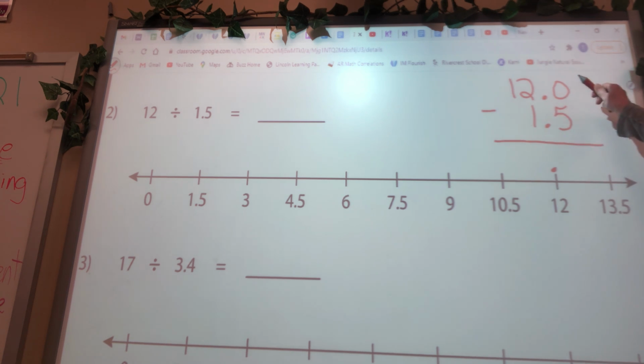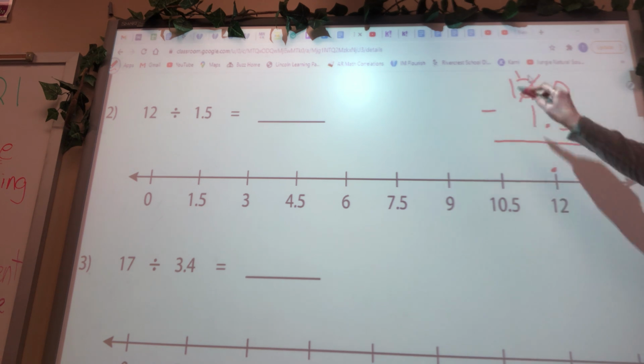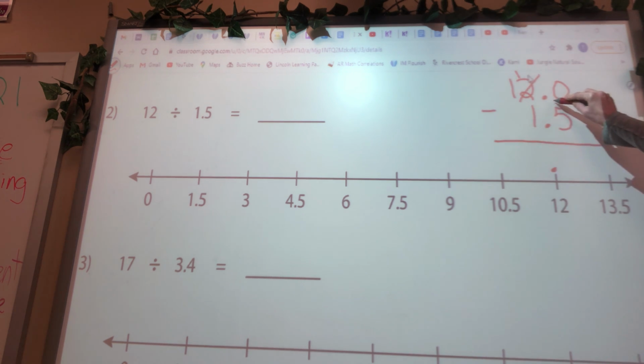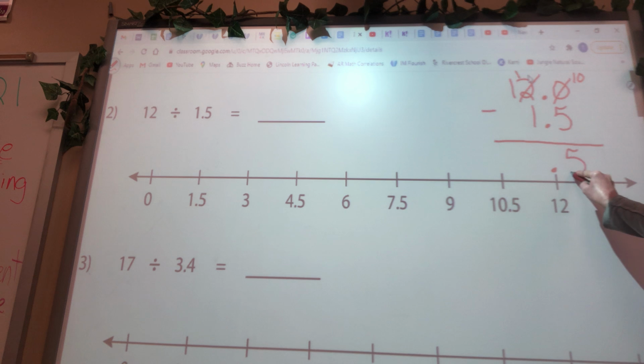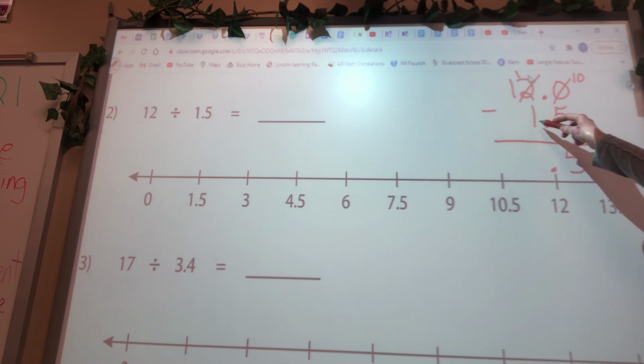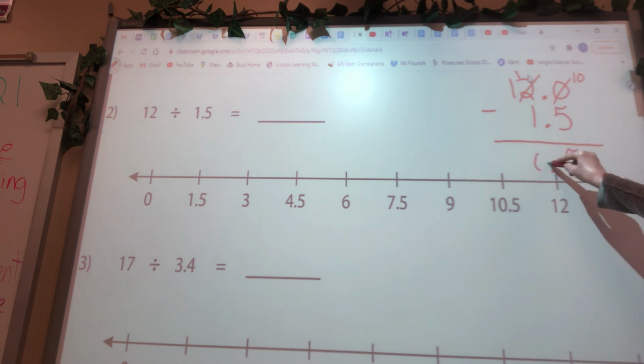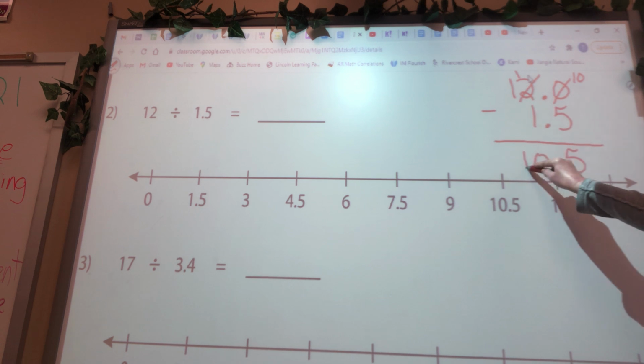I can't take 5 from 0, so I'm going to have to borrow a multiple of 10 from the 2, and he would become a 1. And since it was a multiple of 10, the 0 would become 10. So 10 minus 5 is 5. 1 minus 1 is 0. And 1 minus nothing is 1.